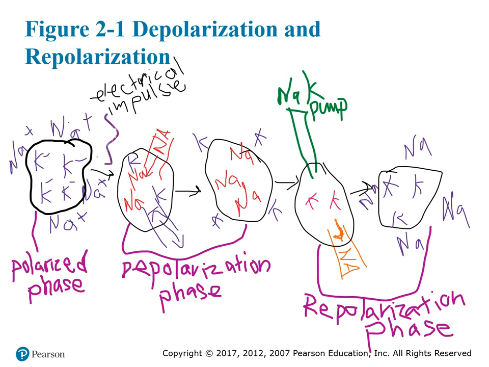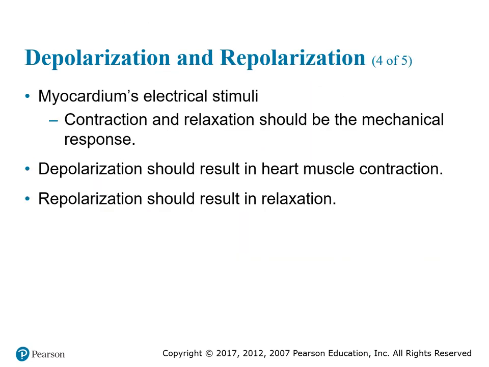To return the cardiac cell back to normal, the sodium-potassium pump is introduced, which pushes out the sodium, because if you have too much of a good thing, eventually it has to go away. With the sodium-potassium pump, the potassium will stay behind and the sodium will push out, thus bringing the cardiac cell back to its original standing, which is what we call repolarization.